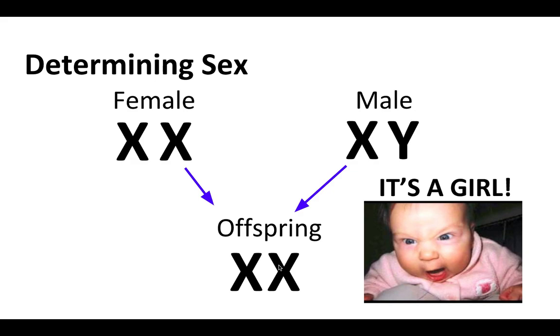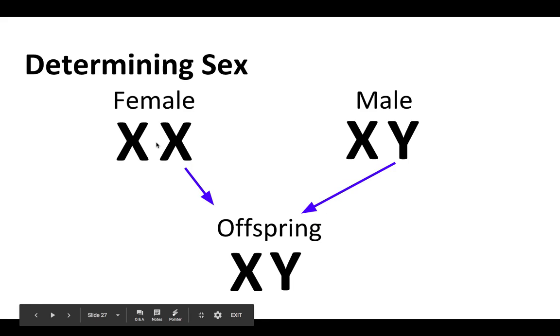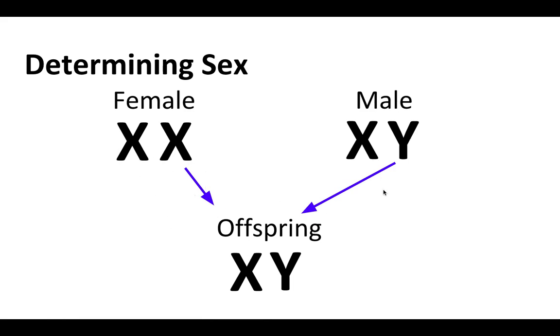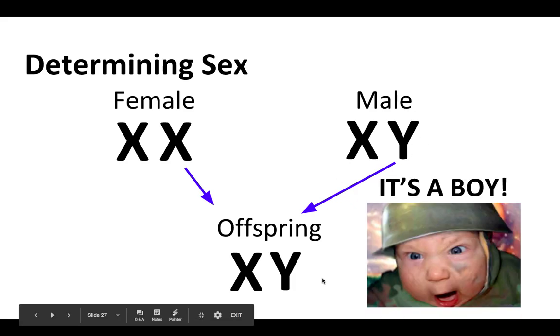Now let's look at a male. Let's say instead that the female again is always going to pass down that X chromosome, but the male in this case passes down his Y chromosome. Well, in that case, the offspring is going to be a boy.